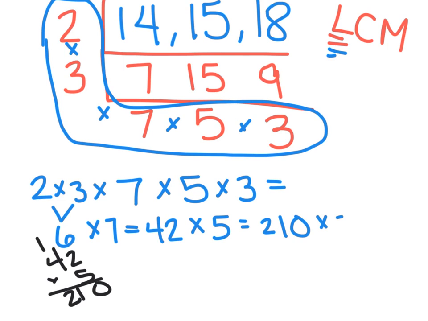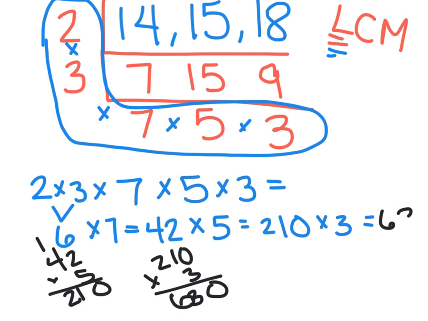Times the last number, 3. Do our work on the side. 210 times 3. 3 times 0 is 0. 3 times 1 is 3, and 3 times 2 is 6, so 630. So the least common multiple of 14, 15, and 18 is 630.